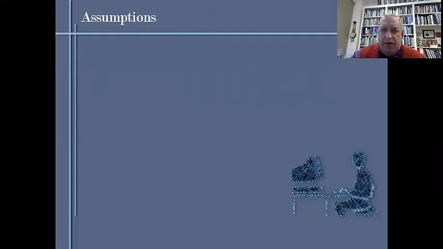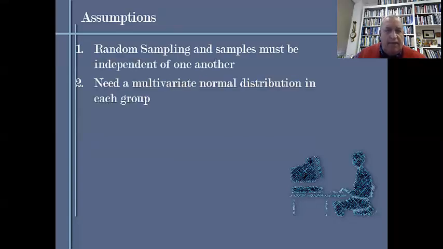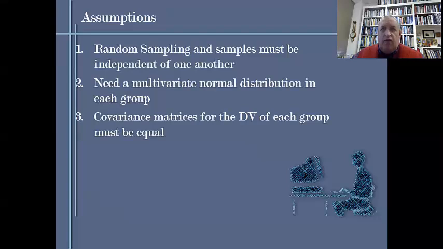Now, what are some of the assumptions? This goes along with the central limit theorem, that we have random sampling, and also that the samples are independent of one another, so that there's not an interrelated relationship between the samples themselves. Secondly, we need a multivariate normal distribution in each group. That's a little different than just a normal distribution, the multivariate normal distribution. So between the variables, there has to be a normal distribution. Then the covariance matrices for the dependent variables of each group must be equal.